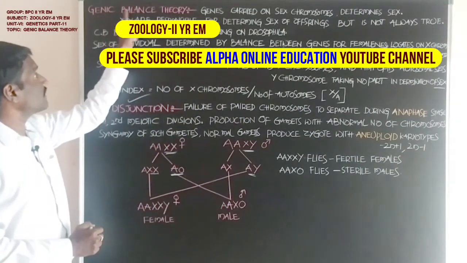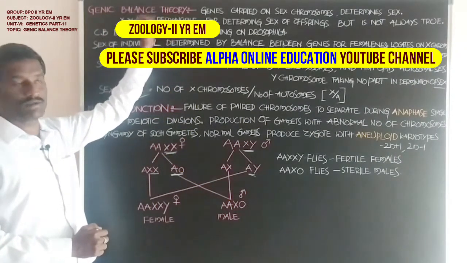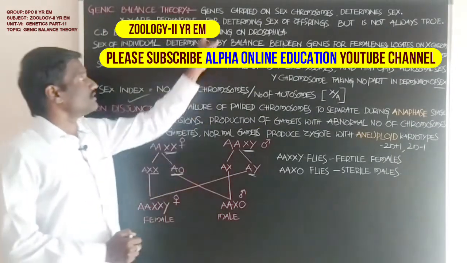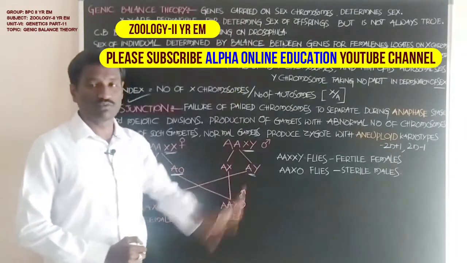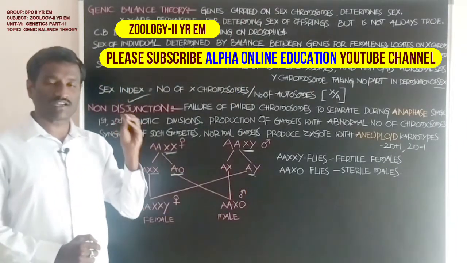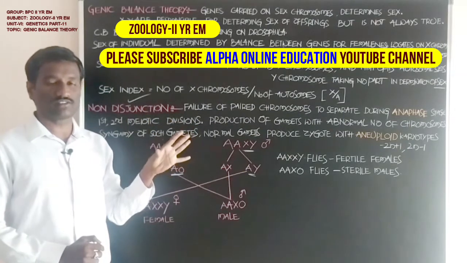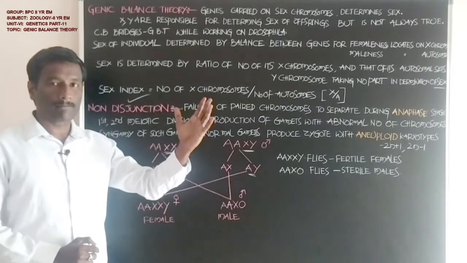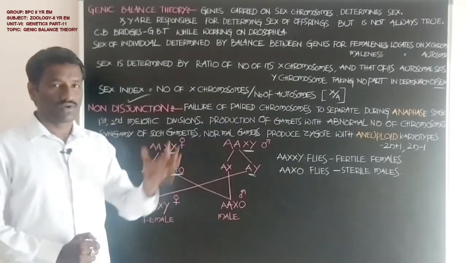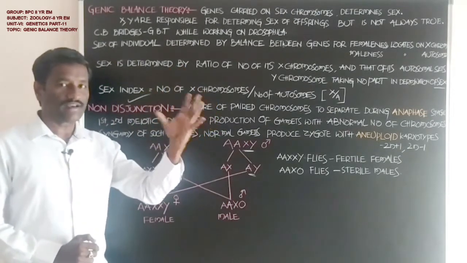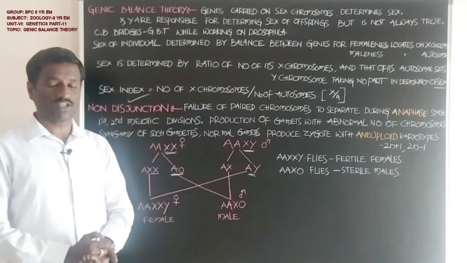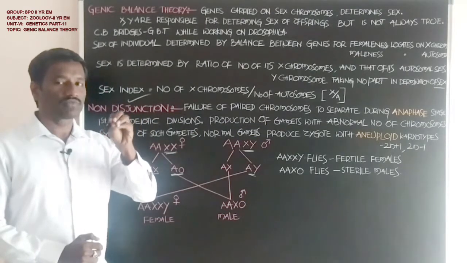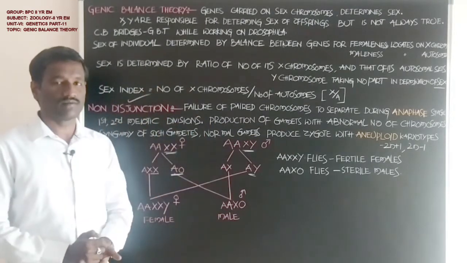Now let's discuss the genic balance theory of sex determination. Students, in this, genes carried on sex chromosomes determine the sex of the offspring, the sex of the individuals. These genes are carried through the sex chromosomes and enter into the offspring, and that determines the sex of the individual.